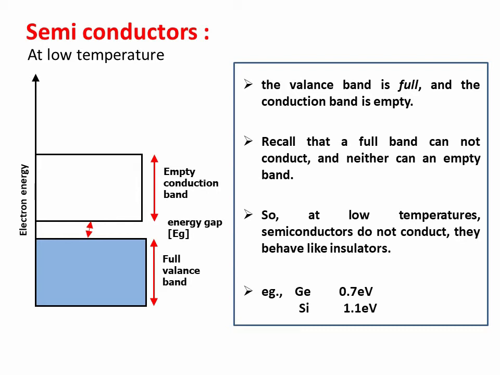The example of germanium has a band gap of 0.7 electron volt, for silicon 1.1 electron volt.